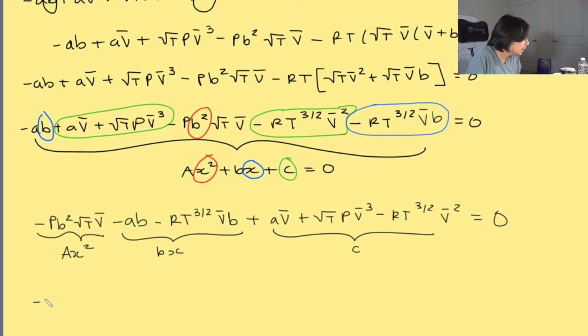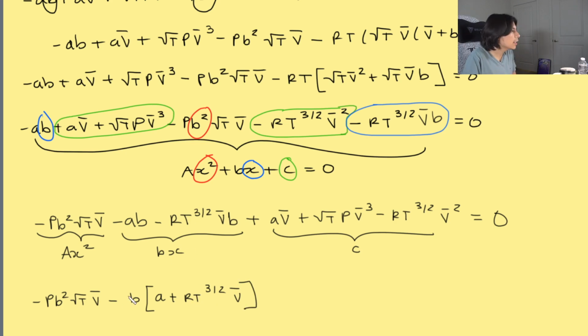So negative pb squared square root of tv bar, and all we're going to do is just get that b. I'm going to use big parentheses to make this obvious, so this should be plus rt to the 3/2 b bar. Okay, so what I did is correct algebraically, but I decided to do it a different way. Let's just do it the way I did in the paper, because that way I don't get lost later on.